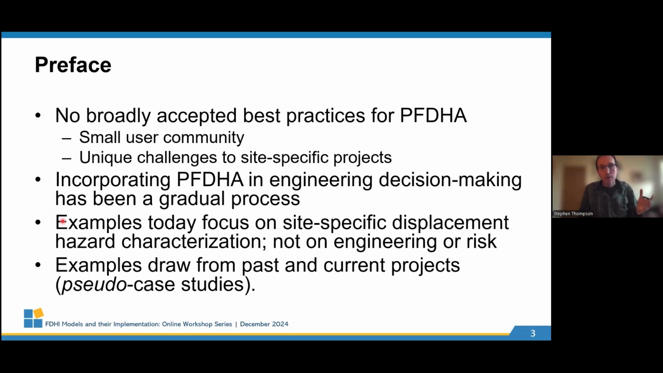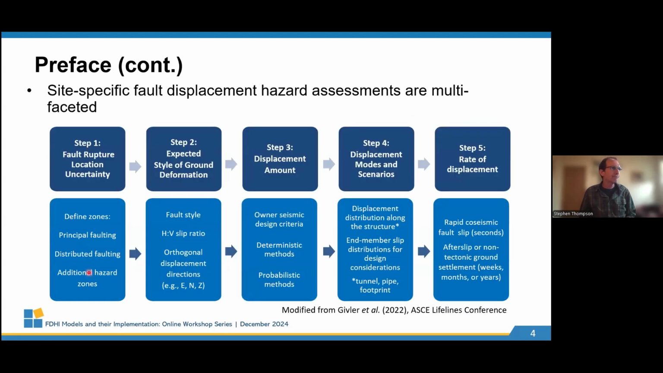So the examples today are going to focus on site-specific displacement hazard characterization. They're not going to focus on engineering solutions or risk calculations or anything related to that. We will be focusing on hazard. And the examples are being drawn from both past projects and current ongoing projects. And so I'm really cobbling together these pseudo case studies. I'm not able to share any specific examples from start to end.